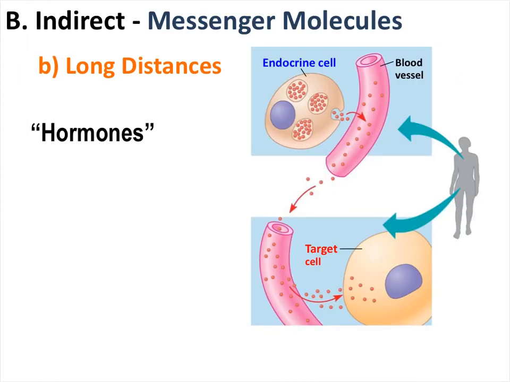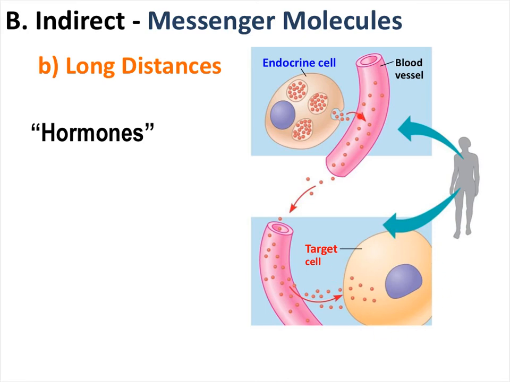So what if a cell wants to communicate with a target cell that is very far away? So maybe a brain cell wants to communicate with some kidney cells. That's a pretty long distance in the body. And so in that case, we're going to have to use indirect communication, but long distance indirect communication. For example, here would be our cell. It's not a neuron in this picture, but here would be our cell that is going to be secreting out a molecule. And the target cell is very far away.